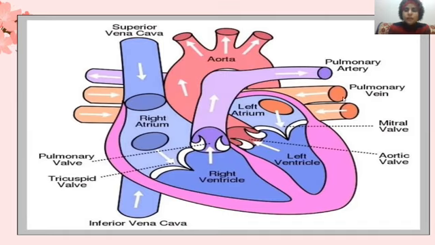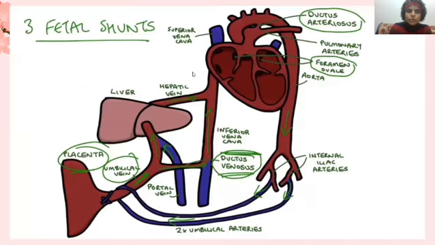So mark it. From the pulmonary vein, the blood goes into the left atrium, and from the left atrium through the mitral or bicuspid valve, this blood pours into the left ventricle. During ventricular systole, this blood goes into the aorta, and the aorta is the major artery which provides blood to the whole body. I hope this diagram is clear to all of you. So we'll proceed to the fetal circulatory system.